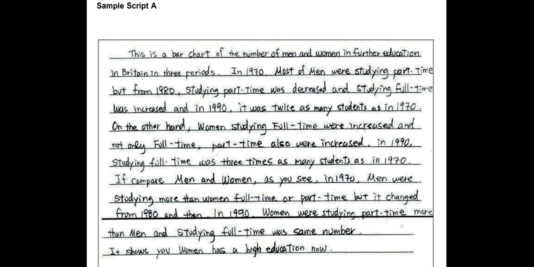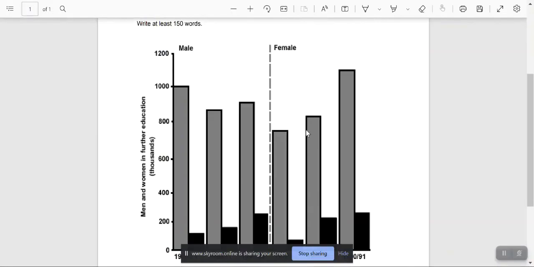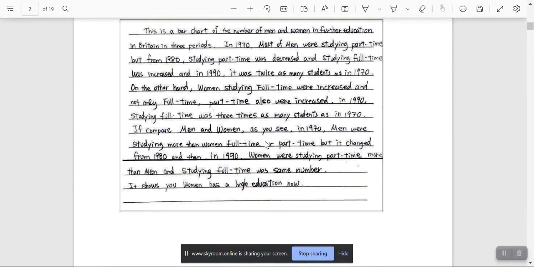If we compare men and women, as you see in 1970, men were studying more than women, full-time or part-time, but it changed from 1980, and then in 1990, women were studying part-time more than men, and studying full-time was the same number. It shows you women have a high education now. The graph is given, written by the student.